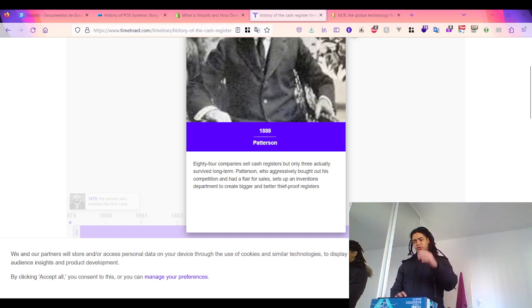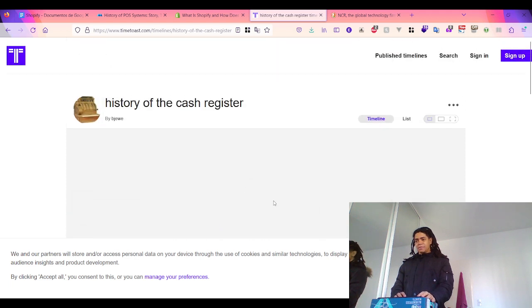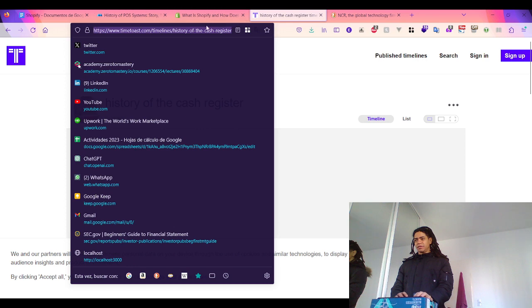Only three actually survived. Patterson, who aggressively bought out his competition and had a flair for sales, set up an invention department to create bigger and better thief-proof registers. Welcome to the market, welcome to the competition. So that's an interesting timeline, Time Toast.